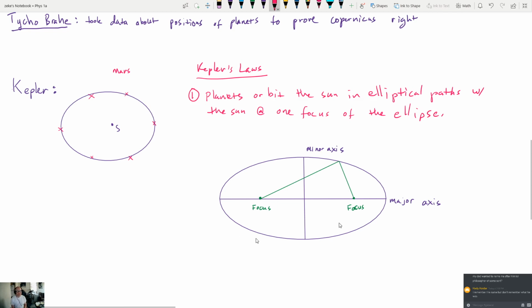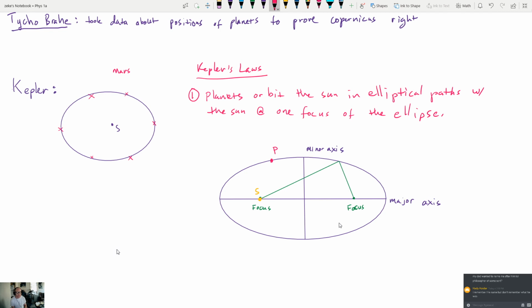So the sun is going to be located at one of these foci. So we'll just say that the sun is located here. So here's the sun. And then a planet would be somewhere along this path. So for example, the planet might be like, right here. That's my planet. Okay, so you need elliptical orbits to describe the motion of planets, pretty much.